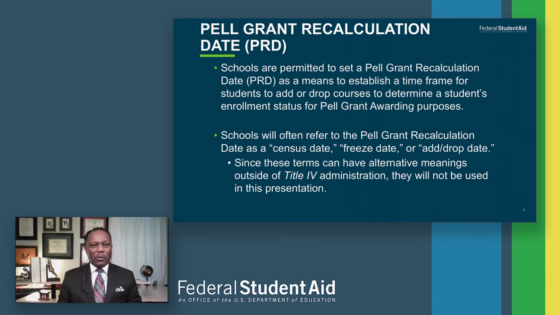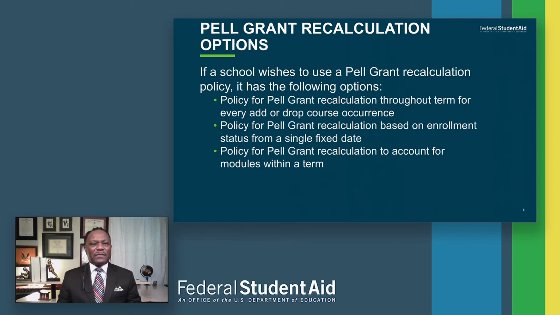For this purpose, we want to re-emphasize the need to call this a PRD, not a census date or freeze date or any other name you may refer to it by, as it is only the Pell Grant Fund that can have an established date in accordance with the school's policies that allows a school to determine the enrollment status. Here we will discuss the various options available to schools when establishing a Pell recalculation policy.